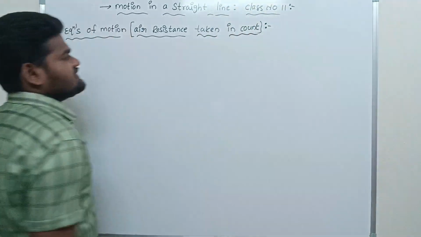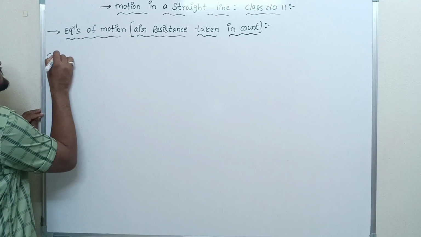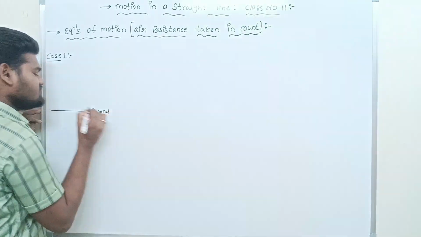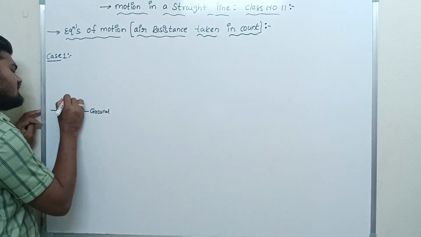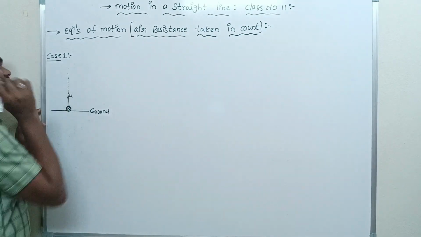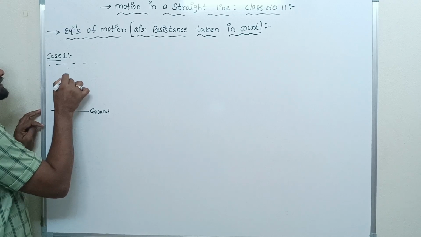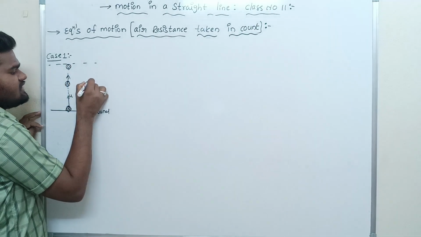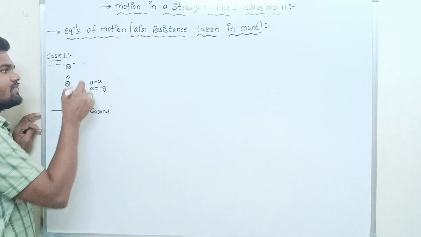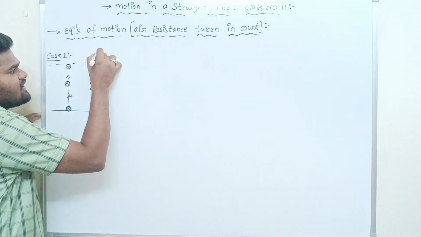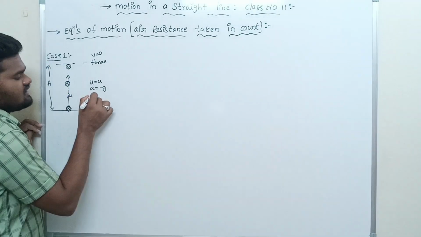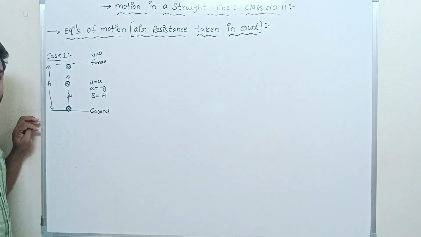So what is the meaning of air resistance? Have a look. I'm taking the first case, case number 1. In this, from the ground, I'm projecting an object with an initial velocity u. As we know, this object is moving in a vertically upward direction, like this. So what is its initial velocity? u is equal to u. What is the acceleration due to gravity? a is equal to minus g. At the maximum height, what is its final velocity? 0. Let us consider this height is h, so the displacement s is equal to h.